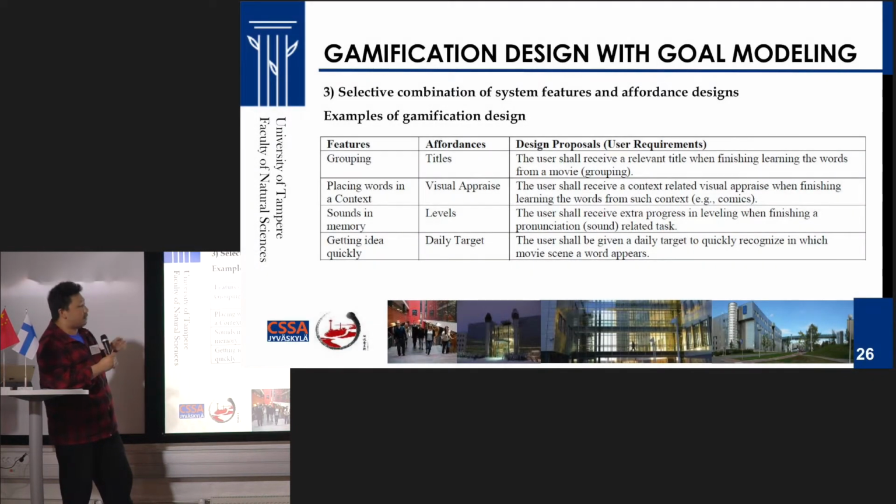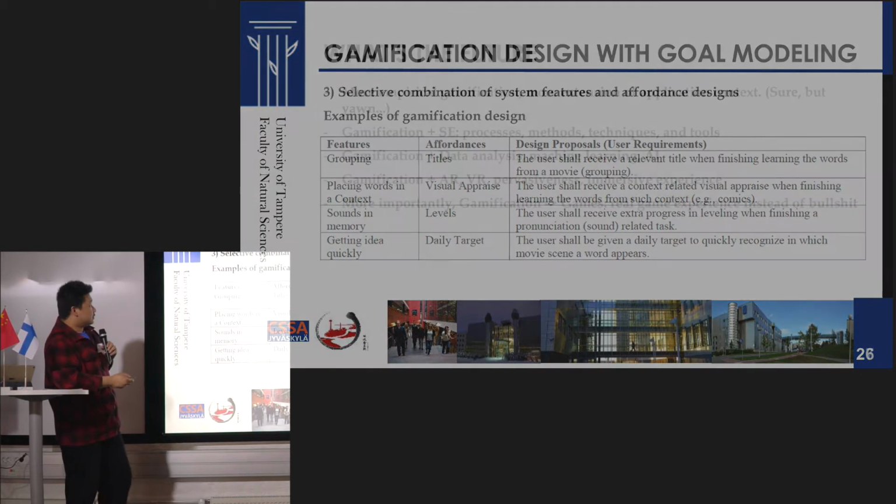Then we just combine things together, like grouping and title. For grouping, we can use movies. A movie is a grouping topic for vocabulary, language, grammar, and everything. And we put in the title. So we have a requirement like: the user shall receive a relevant title when finishing learning a word from a movie. For example, you learn all the vocabulary in Titanic, you receive the title of Titanic Sailor or something like that. So that is how you design gamification based on goal modeling. Really easy. One minute, oh, cool.